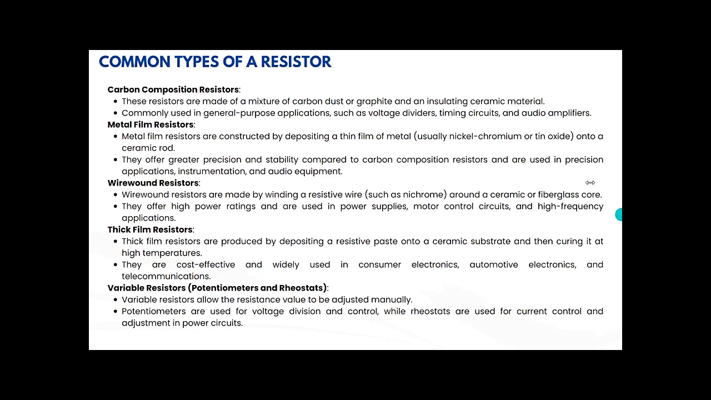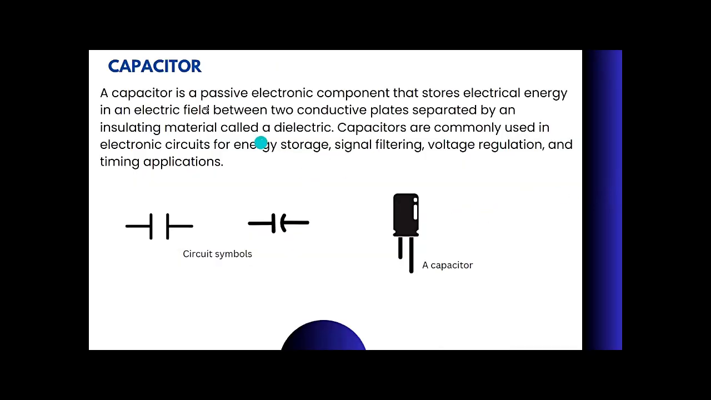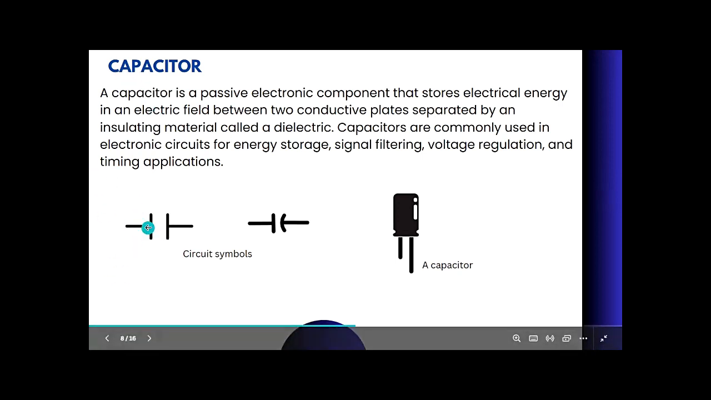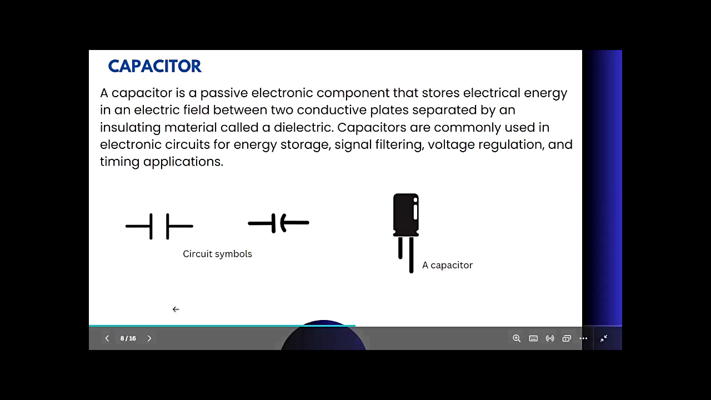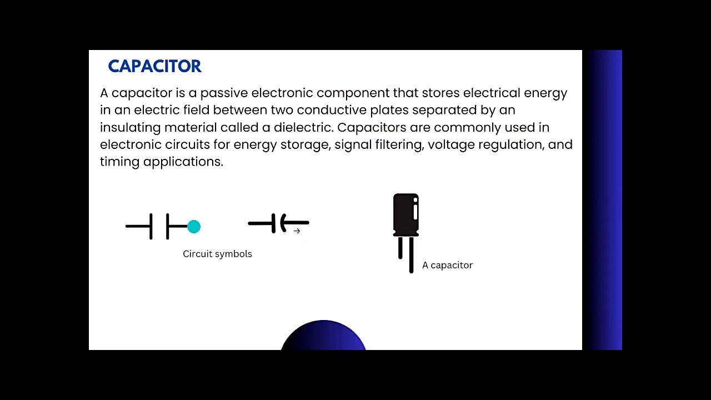The other type of component is the capacitor. The capacitor is also a passive electronic component which stores electrical energy in an electric field. Its plates are separated by insulating material called dielectric, and capacitors are widely used in electronic circuits for energy storage, voltage regulation, and timing applications. These are the circuit symbols for a capacitor.